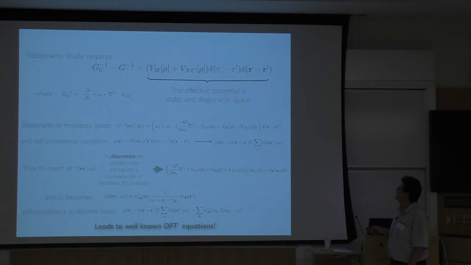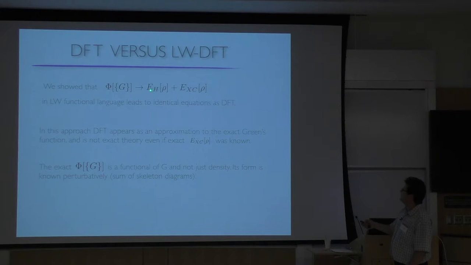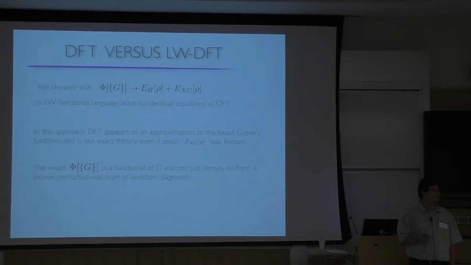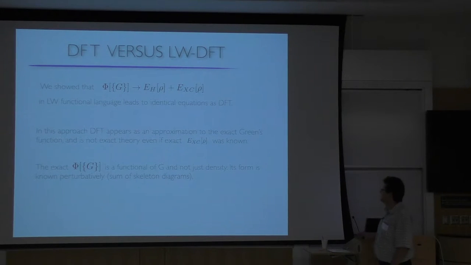Okay. So in other words, we saw that if we replace phi with E Hartree plus exchange correlation of rho, then in Luttinger-Ward theory we get exactly the DFT equations. Now, however, there is an important difference between the exact DFT and the DFT that we derived here. Because if we knew the exact exchange correlation of rho, then DFT would be exact. But in this language, it would never be exact. It's always an approximation for the Green's function. Why? Because we know that this functional actually has to depend on the full Green's function, not just on the density. And when you look at the expansion, we see that these two functions are different. So in this language, DFT does not appear as an exact theory. But nevertheless, it's a reasonable approximation for the Green's function.